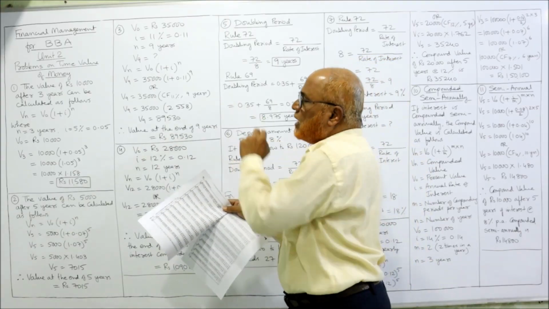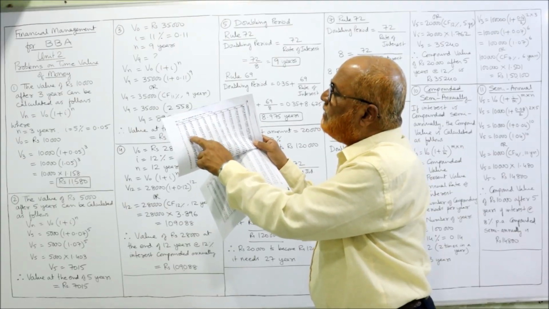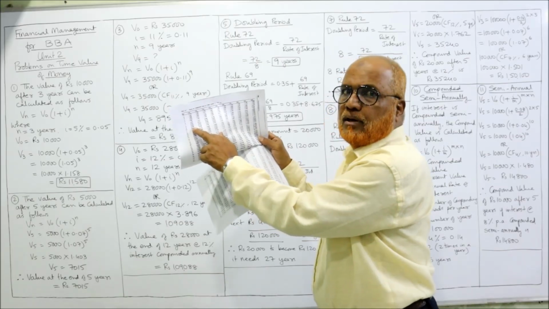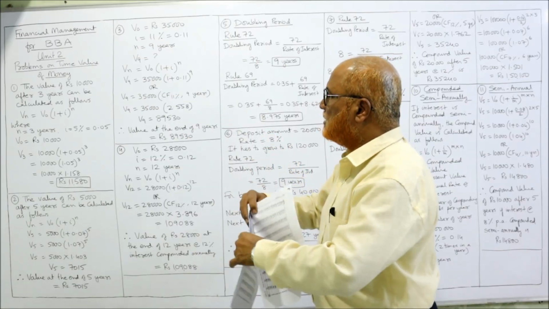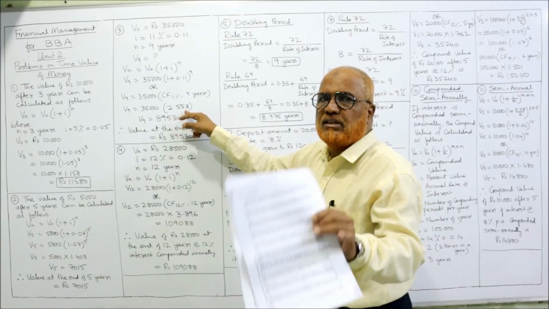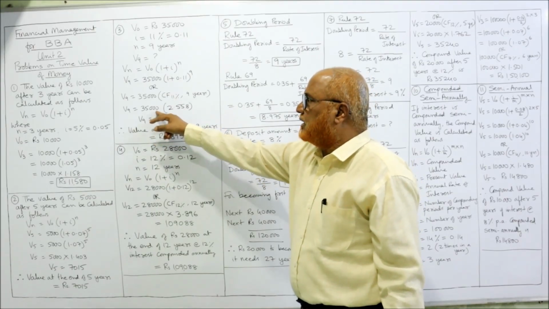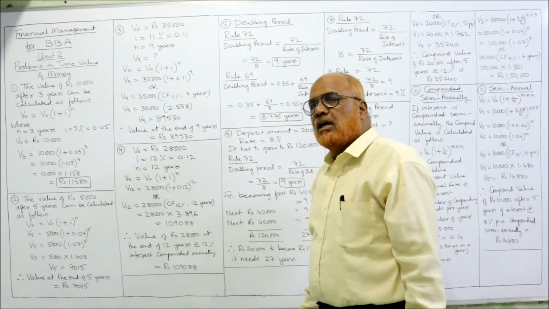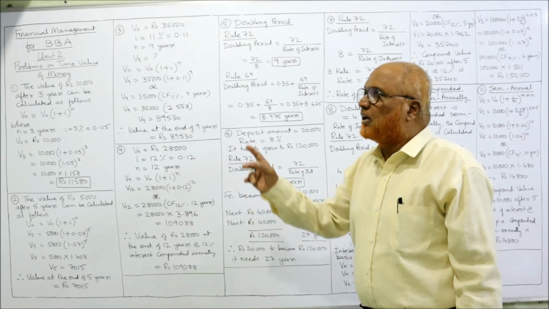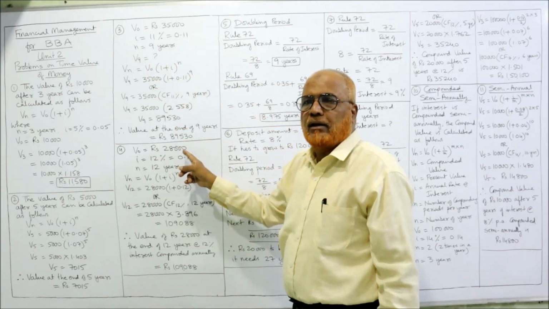How many years do we require? 9 years, so in row 9, at 11%, you will get 2.558. Same thing I have written, 2.558. Confirm it by using this compound factor table. Then V9 is equal to 35,000 into 2.558, 89,530. The compound value of 35,000 after 9 years at 11% interest compounded equals 89,530.